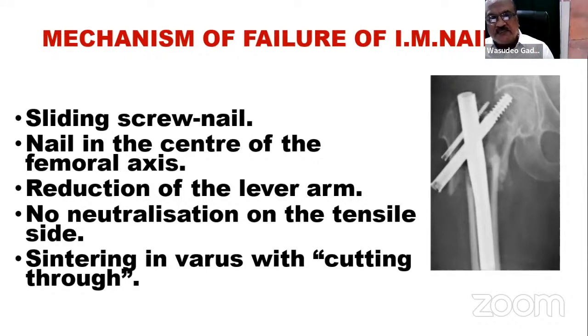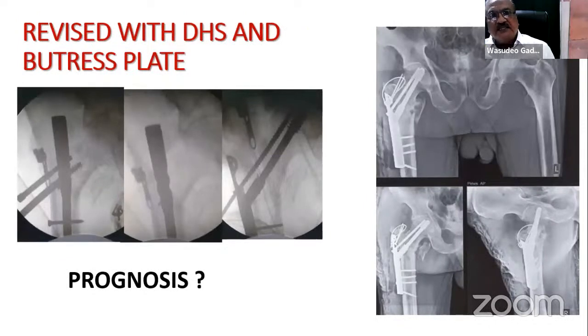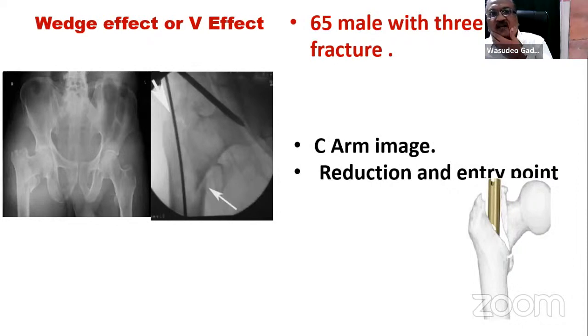The sliding mechanism is a dynamic implant. DHS is a dynamic implant. Therefore, there is a collapse after a PFN surgery. Nobody can say that no collapse will occur. However you compress it, some collapse is going to happen after using a dynamic system. Now this has been revised with DHS and a buttress plate. You can see we had to revise it, and probably the patient has suffered a lot from a second surgery. Now this is a very important point I am bringing out: a wedge effect in this three-part fracture, T-arm image, this is the intertrochanteric fracture.